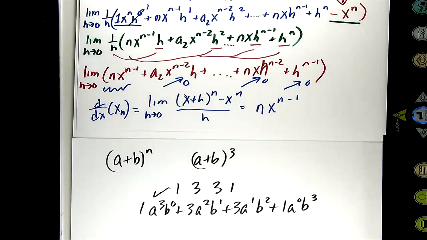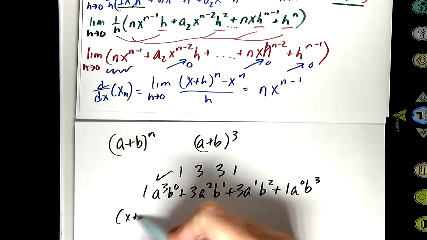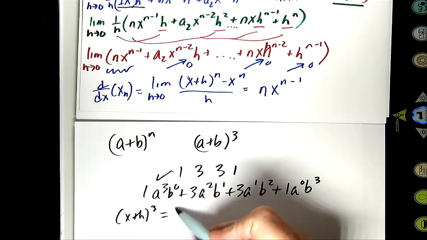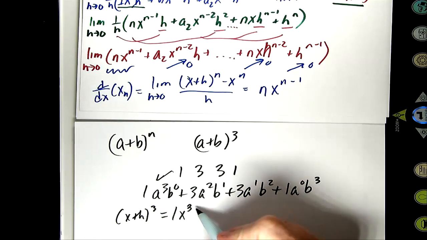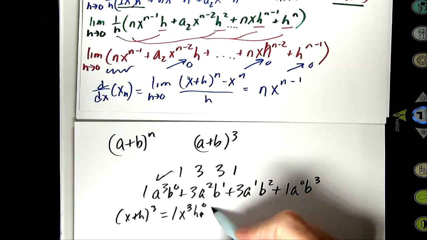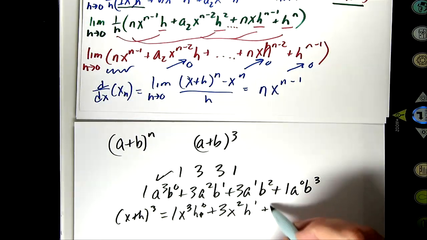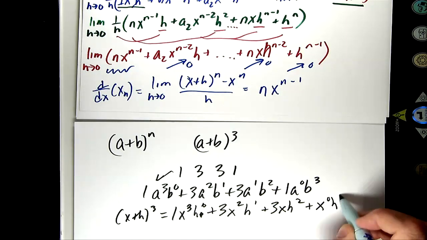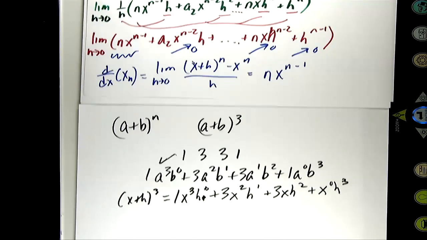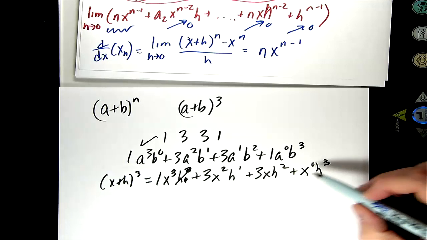Now we don't have a and b, we have x and h. So (x plus h) cubed is 1x cubed h to the 0, plus 3x squared h to the first, plus 3x h squared, plus x to the 0 h cubed. That would be (x plus h) cubed. Now the h to the 0 is 1, that goes away, and the x to the 0 is 1 also.